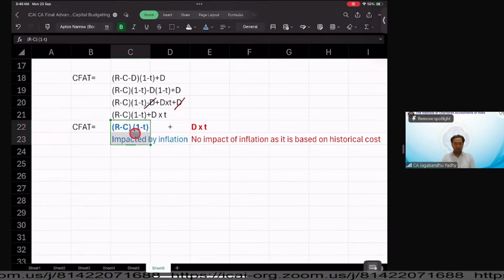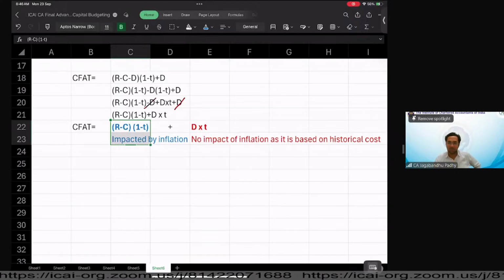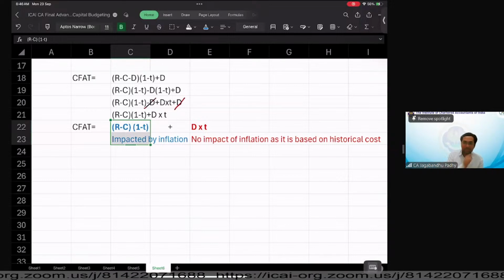This component, revenue minus cost into 1 minus T, should increase with the value of inflation. But depreciation into tax, the cash flow you get due to depreciation into tax, is not going to be affected by inflation because that's based on historical cost. Am I correct? Yes.